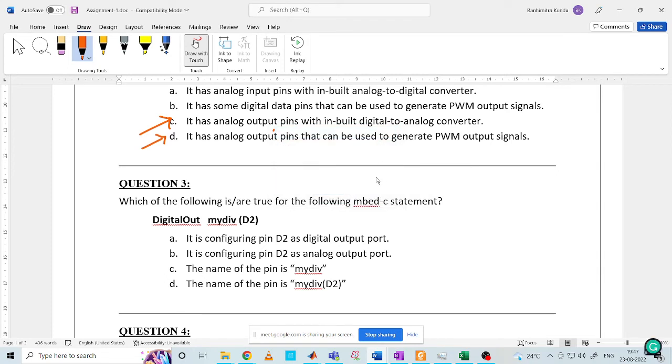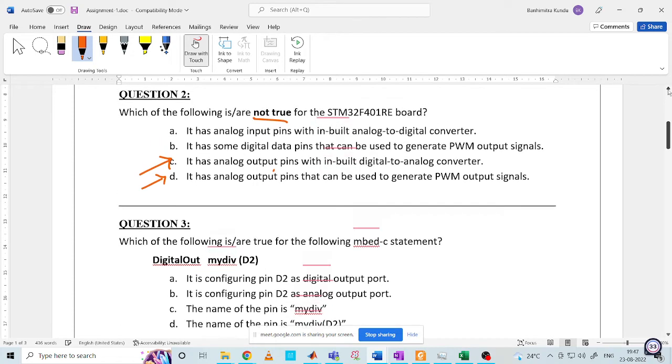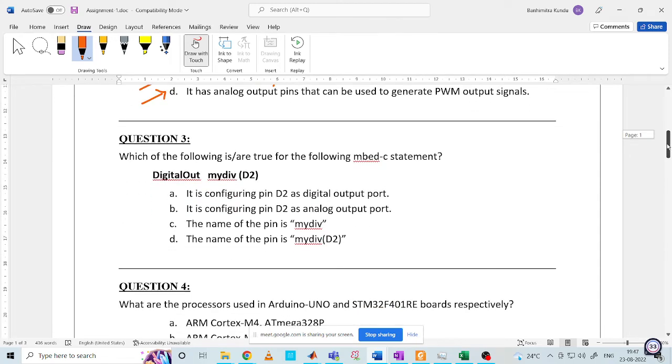Yes, sir. One thing, in STM and Arduino, both have only digital output. Means in both of them, analog output is not there, right? No. Okay. Yes, that I wanted to confirm.